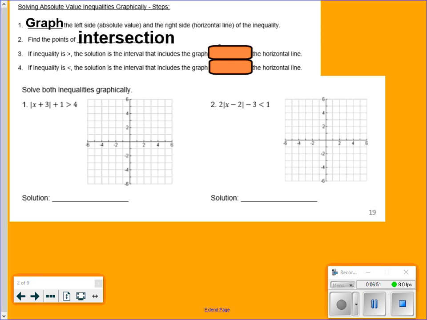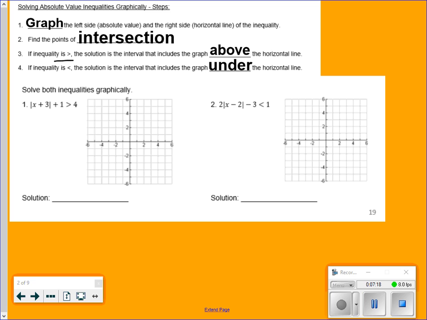If the inequality is greater than, underline that. If the inequality is greater than, or greater than or equal to, it could be either, the solution is an interval that includes the graph above the horizontal line. All right, so I'll touch on exactly what that means when we do our two problems, but I'm just going to give you the notes right now. If the inequality is less than, the solution is the interval that includes the graph under the horizontal line.